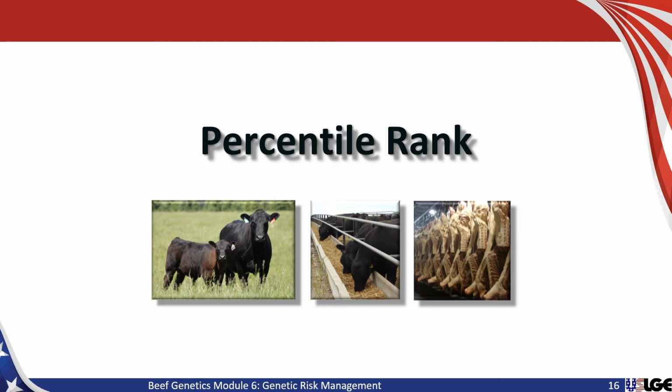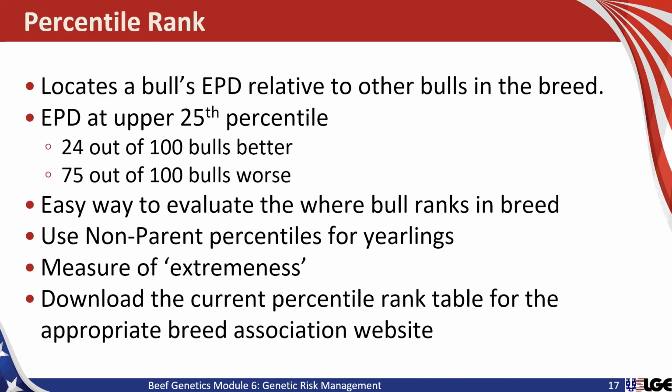Percentile rank is also a useful tool to understand genetic risk. In particular, it helps us quantify and understand how different an animal might be from his peers that are available for selection. It simply locates a bull's EPD relative to other bulls in the breed. This process is particularly useful if you're unfamiliar with the distribution of EPDs in a particular breed.